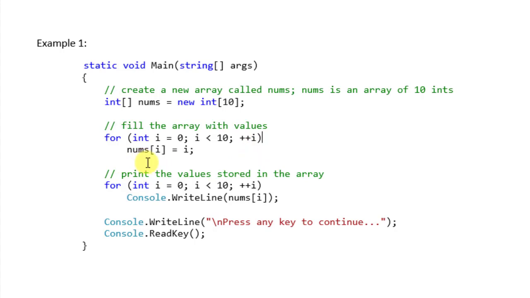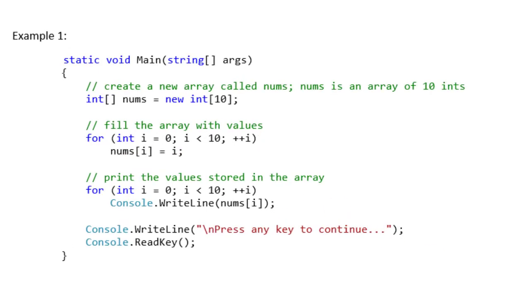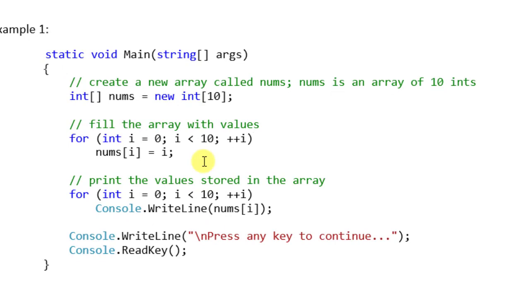So what I'm doing here is saying nums at the current index is assigned the value of the current index. Why am I doing that? Nah, it's just for example purposes. Whatever the current index is, I'm putting it in the array just to demonstrate. So this is not real practical. It's just, again, for demonstration.